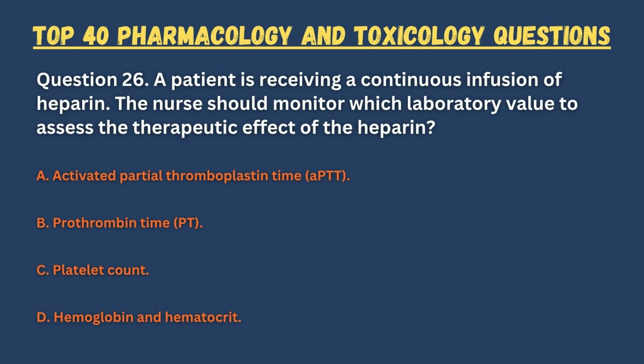Question 26. A patient is receiving a continuous infusion of heparin. The nurse should monitor which laboratory value to assess the therapeutic effect of the heparin? A. Activated partial thromboplastin time, APTT. B. Prothrombin time, PT. C. Platelet count. D. Hemoglobin and hematocrit.